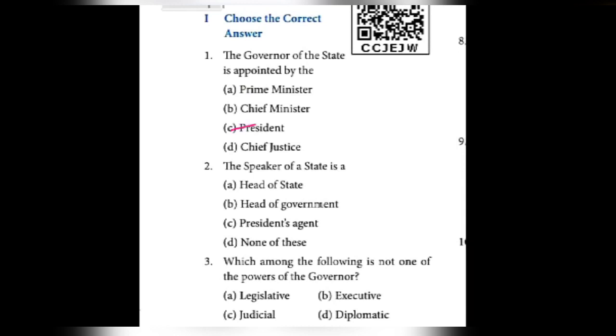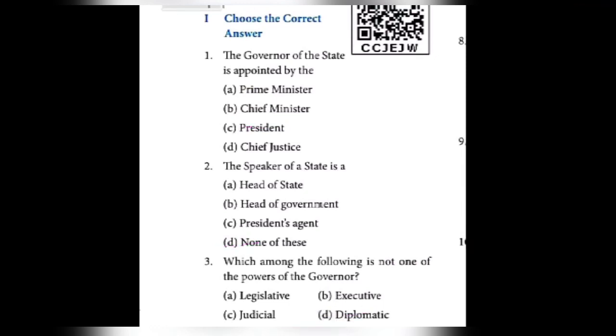President is the answer, children. C is the answer. Then the second one, speaker of a state is a... D, none of these. Third one, what is that? Diplomatic, that is the answer. The first one, what I told, president. Second one, none of these. Third one, diplomatic.